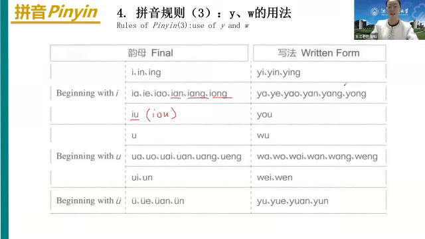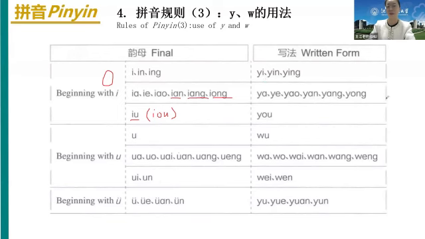Please look at the right side. If there is no initial in front of these panels, what's the written form? Please take a look. Can you make a conclusion, the rule? Yi, yin, ying, and ya, ye, yao, yan, yang, yong, you. In the written form, there is the letter y.